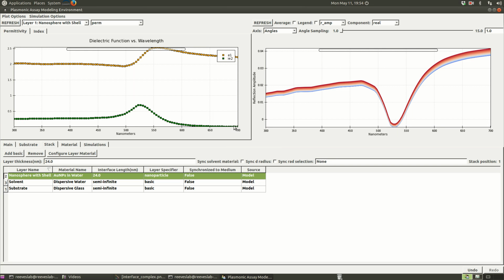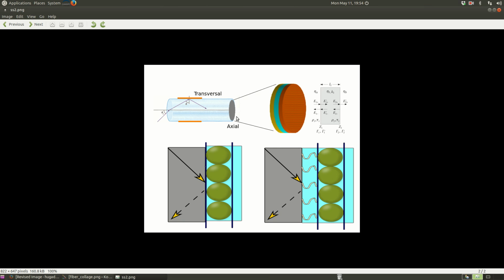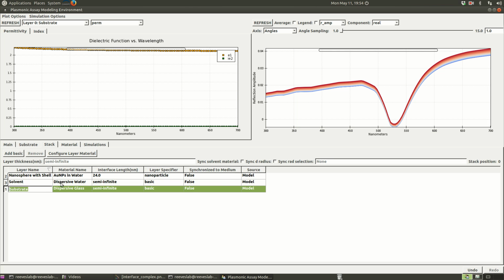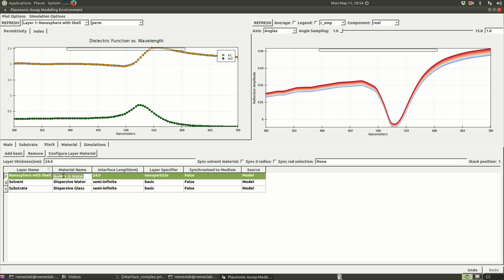I've opened PAME in the default setting, so I just open it from a terminal. By default, it's configured for an optical fiber in the axial configuration. So we're going to take the axial end face, and if you look at what's happening, by default we have light rays incoming from glass, i.e. from the fiber. They interact flush with a layer of nanoparticles with no protein coatings in a matrix of water, and then the solvent is a semi-infinite matrix of water. This is the default setting of the stack. You see the substrate is glass, the solvent is water, and the middle layer is nanoparticles in water.